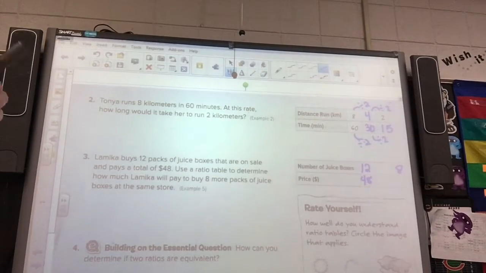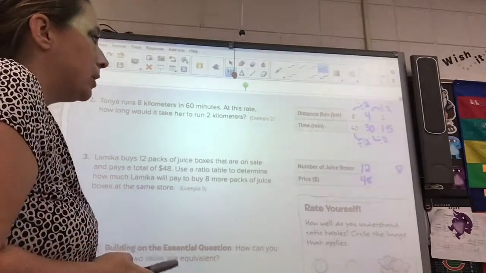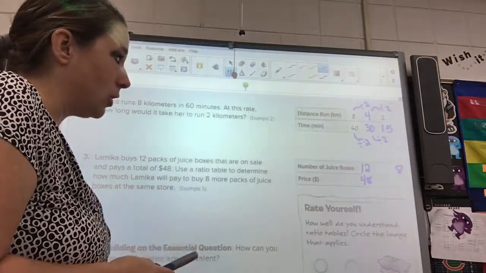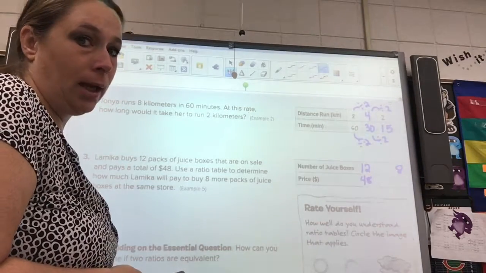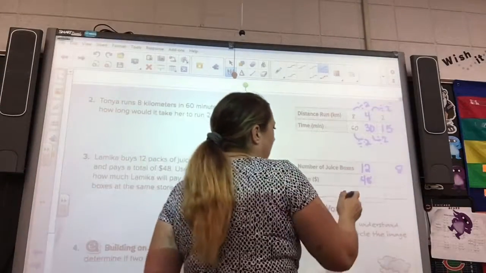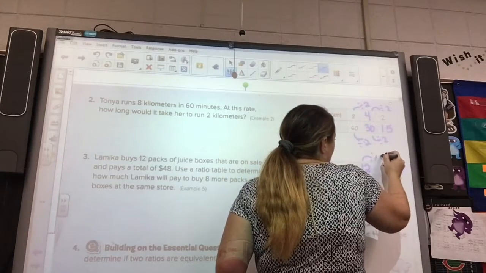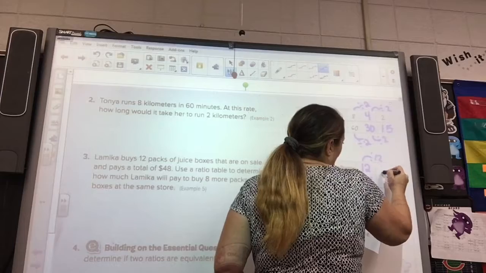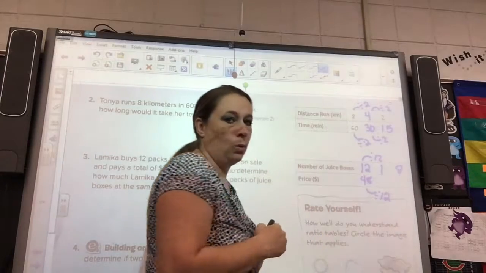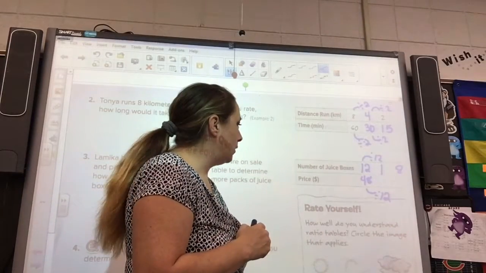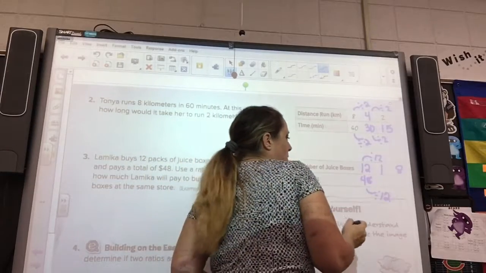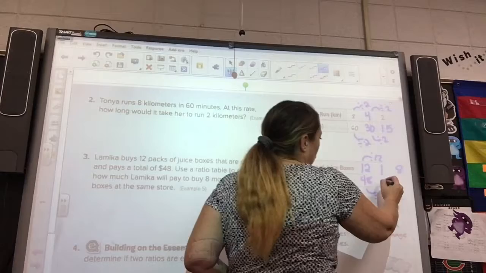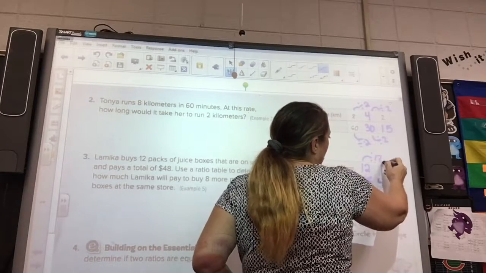Well, if we use greatest common factor, we would see that 12 and 48 are factors of each other, right? 12 can go into 48. So what if we divided by 12 on the top and the bottom? We would get 1. 12 divided by 12 is 1. And 48 divided by 12, how many 12s go into 48? And we get 4. So now, how do we get from 1 to 8?